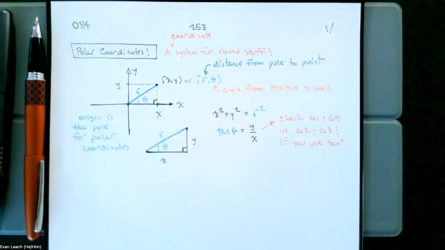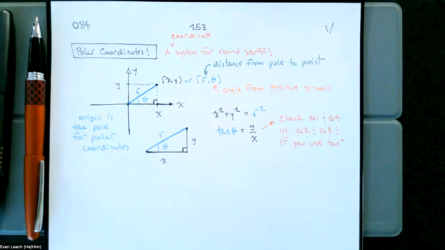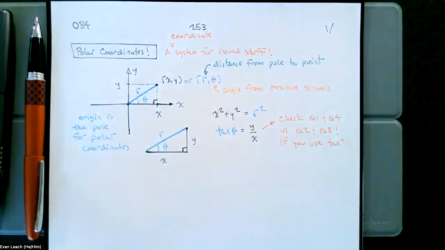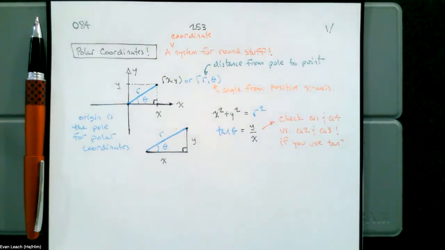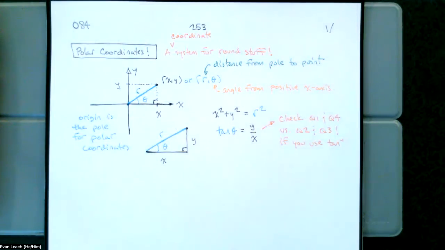Now here's how we can get r and theta if we have x and y. We can do this similar thing if we have r and theta and we want x and y. And this kind of goes back to our dot product discussion. So notice that x and y are, if we think of vectors, just the horizontal and vertical components of r at an angle of theta.